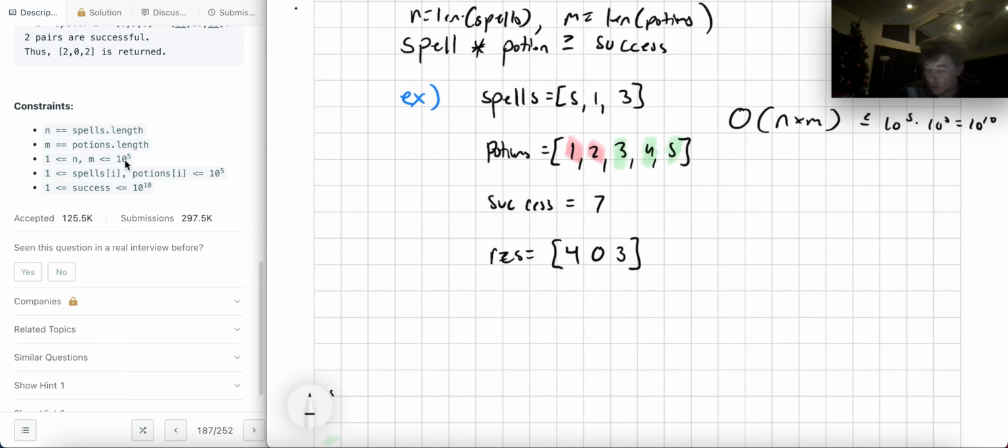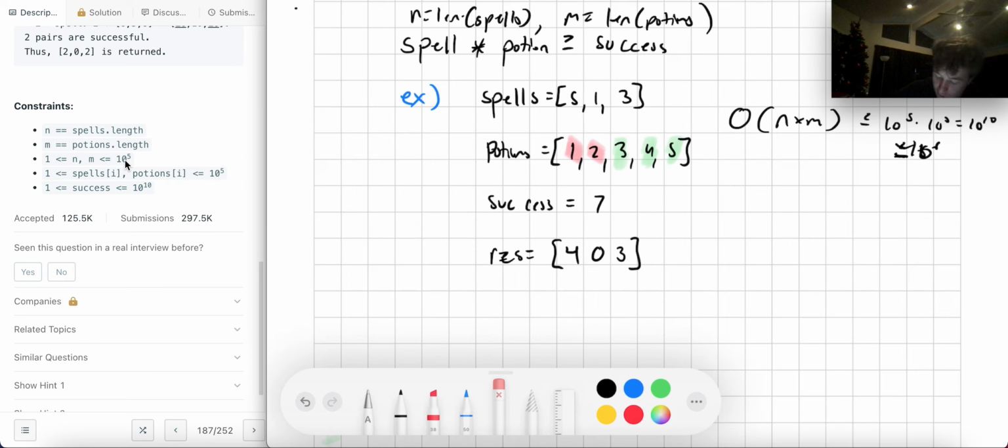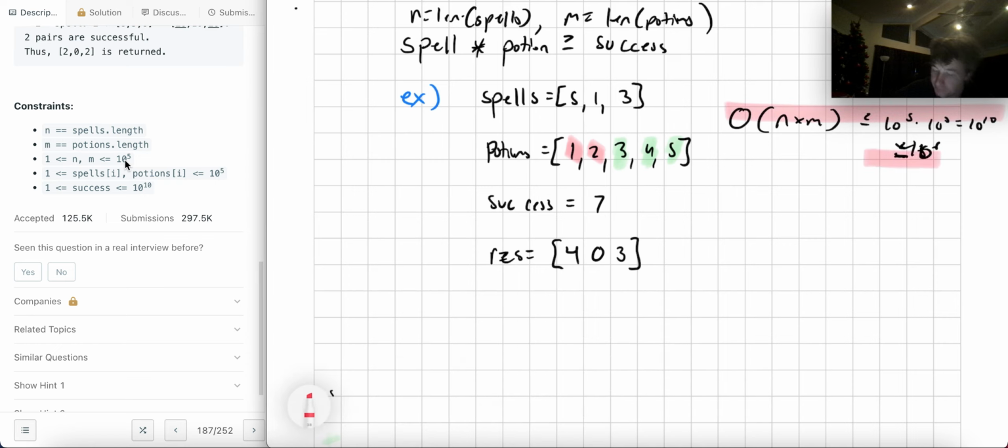And most times your solutions have to be approximately 10 to the 6th or better. So 10 to the 10 is much bigger than 10 to the 6th, so this is not going to work, right? So this is too slow. Okay, so we need to think about a quicker way to solve this without actually looking at each individual spell and potion pair.